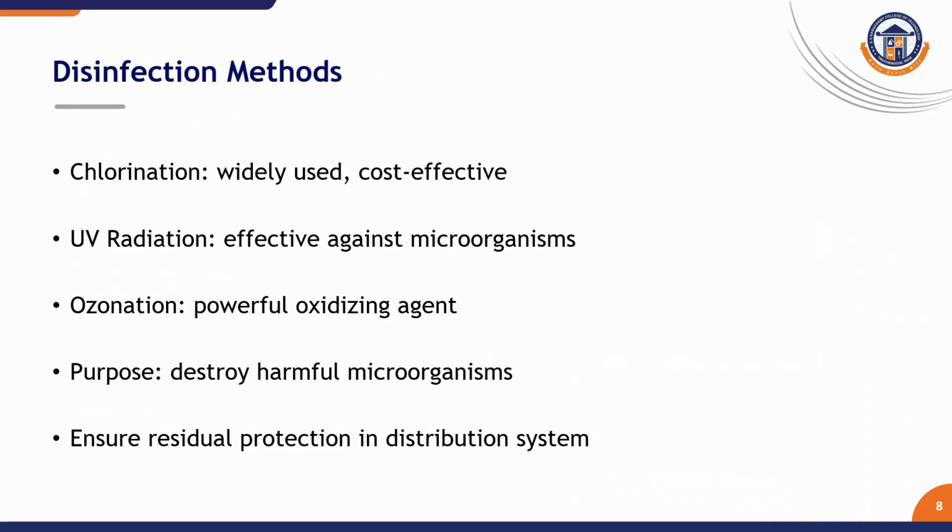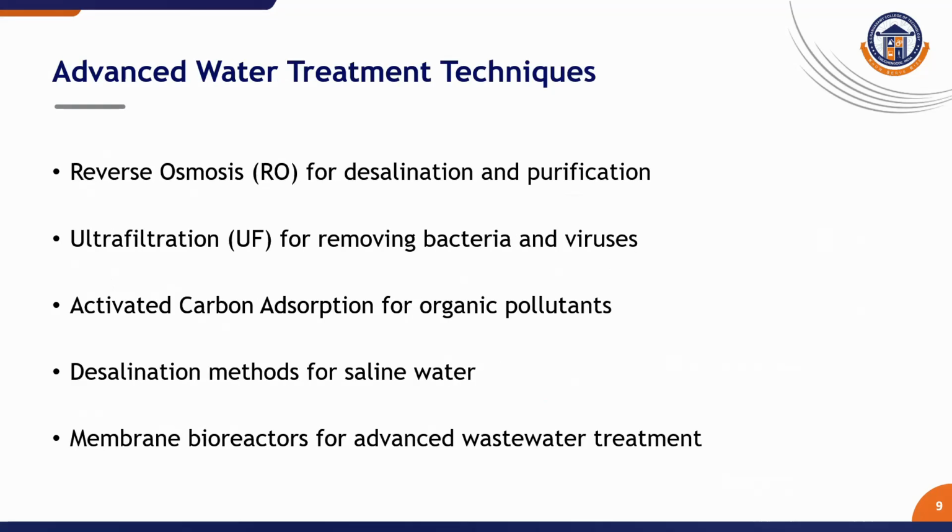UV radiation is another method which uses ultraviolet light to deactivate bacteria and virus instantly without adding chemicals. Ozonation uses ozone gas as a powerful oxidizer to destroy microorganisms and break down organic pollutants. Each method has its own strengths and limitations. In many places, a combination of methods is also used for maximum safety and efficiency.